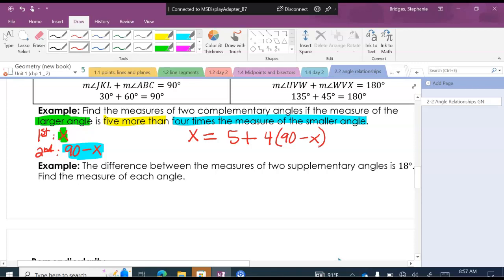And I don't have a lot of room up there to do the work, so we're going to do it on the board. If I wanted to solve that equation, what do I do first?